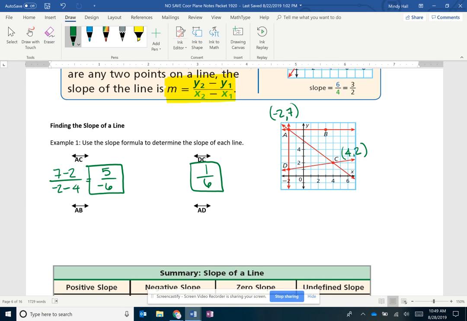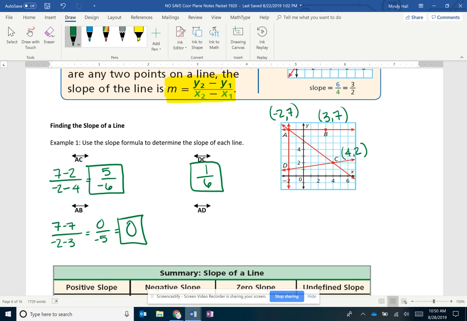For AB, I could also get my ordered pair for B, which would be at 3, 7. Since it's a horizontal line, some of you may just remember that horizontal lines have a slope of 0, but to prove it to you, you subtract your y values, 7 minus 7, over -2 minus 3. That would give me 0 over -5, which is just 0.